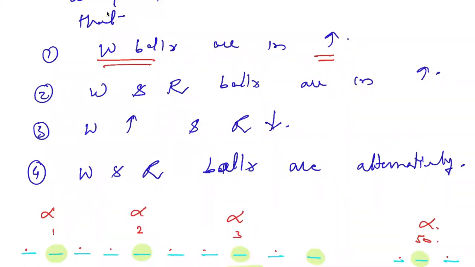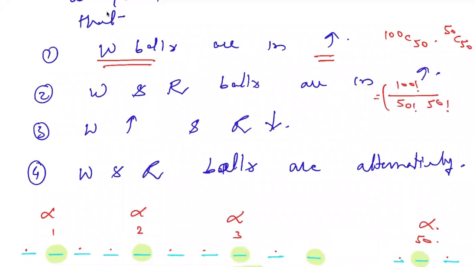So white and red balls are in increasing order. 100 C 50, selecting 50 positions and giving them to either white or red. Or we can say factorial 100 is the total number of ways the balls can arrange, but factorial 50, the arrangements of white and red balls, we have to diminish. The same answer holds whether it is increasing or decreasing order. The same answer is for the third.